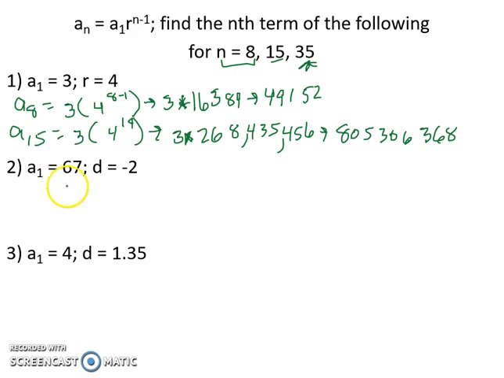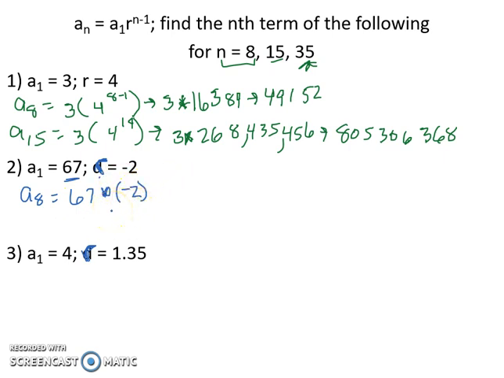Now, if our first term is 67, we're already starting pretty big, but oops, that should be our ratio, not our difference. Sorry about that. So our ratio is -2 this time. So A8 is 67 times -2. Be careful putting it into your calculator.